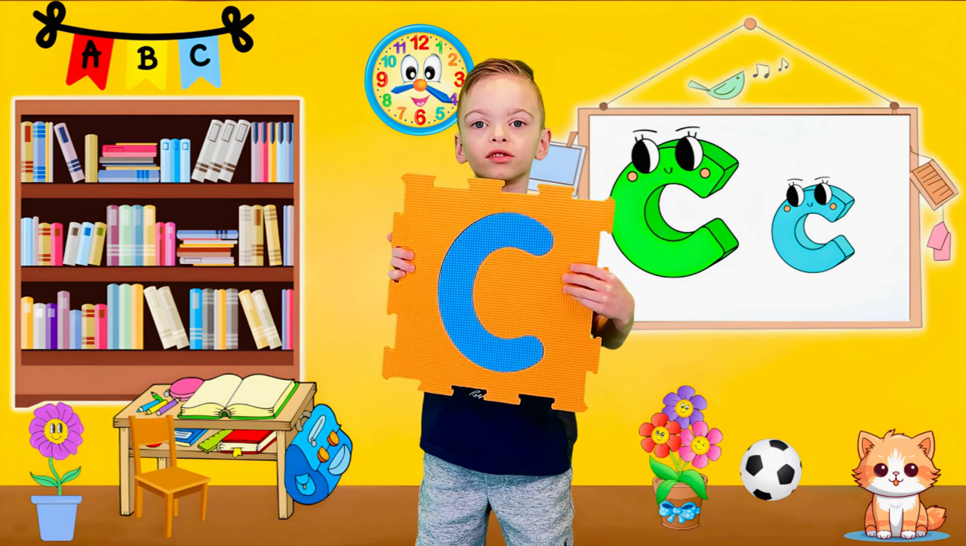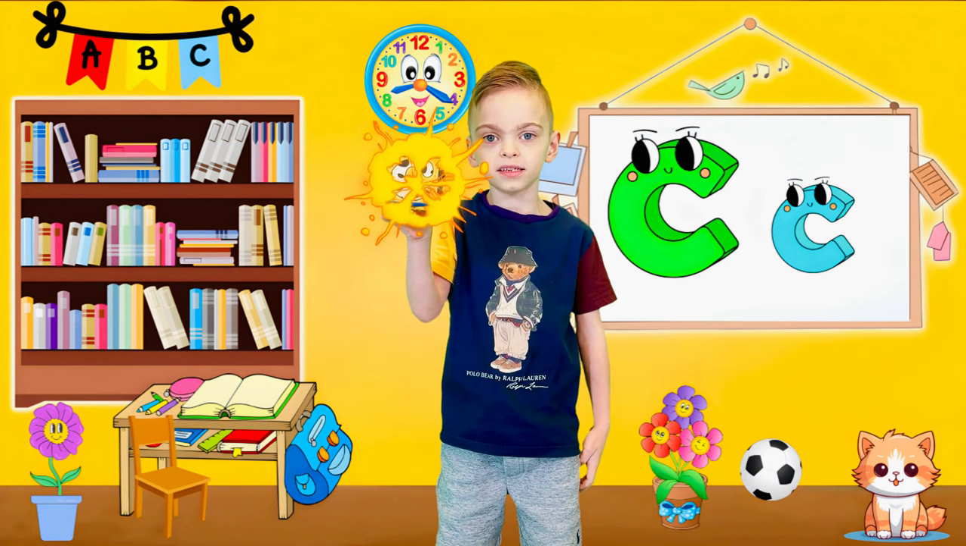Hello everyone, my name is William. Today we're learning the letter C. C is for cube.